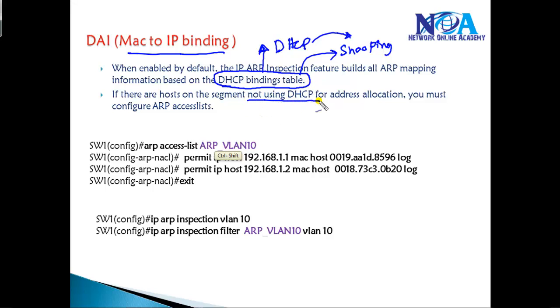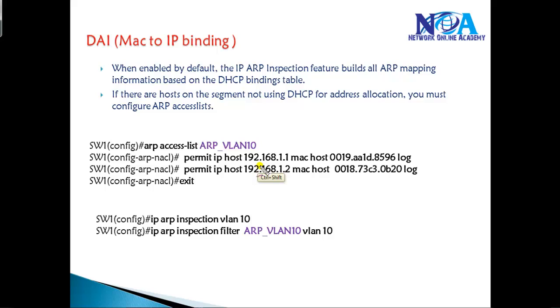Now in case you're not using the DHCP server, then we can manually configure an access list, which we call an ARP access list, where we can specifically define what will be the IP address of the host and what is the MAC address, and what will be the IP address and what will be the MAC address.